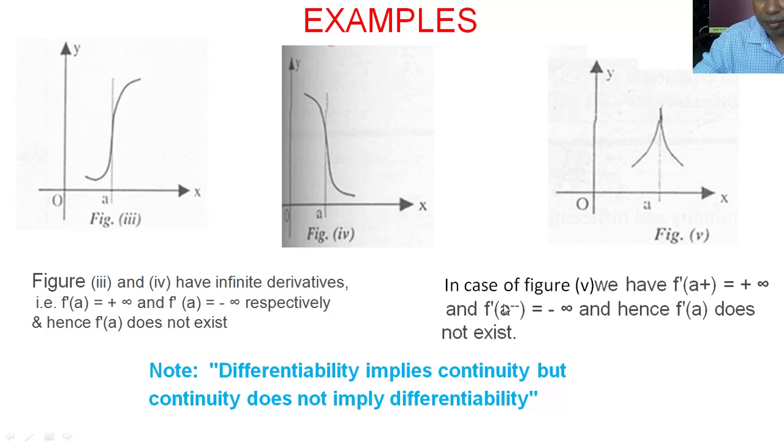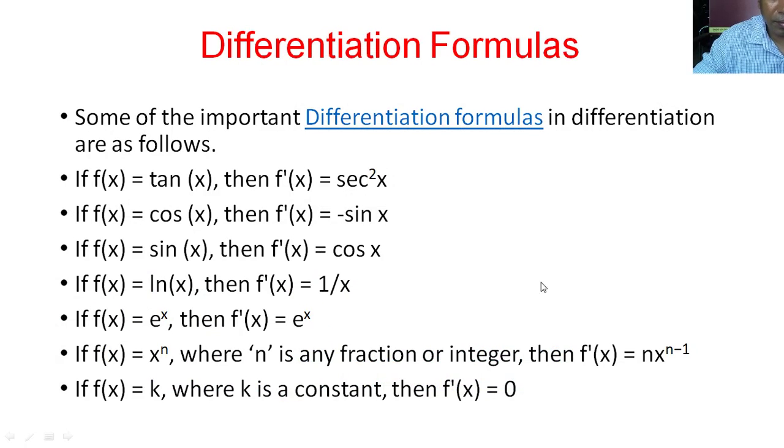In figure 5, we have f dash a approaches plus infinity and f dash a approaches minus infinity, and f dash a does not exist. So here one thing we can note, that differentiability implies continuity. That means if a function is differentiable, it has to be continuous. But if a function is continuous, it is not necessarily differentiable. For example, say f x is equal to mod x. It is continuous at x is equal to 0, but it is not differentiable at x is equal to 0.